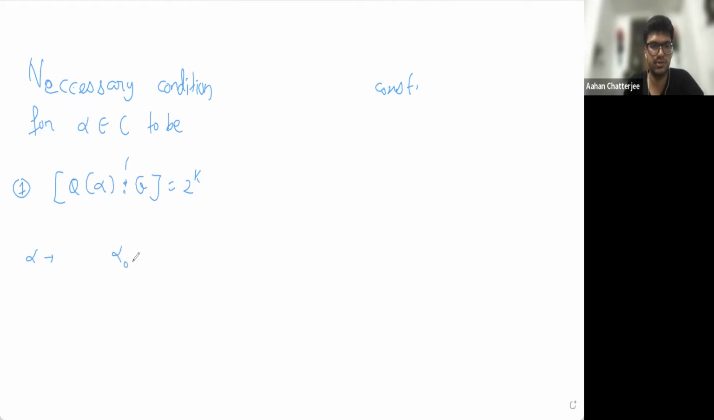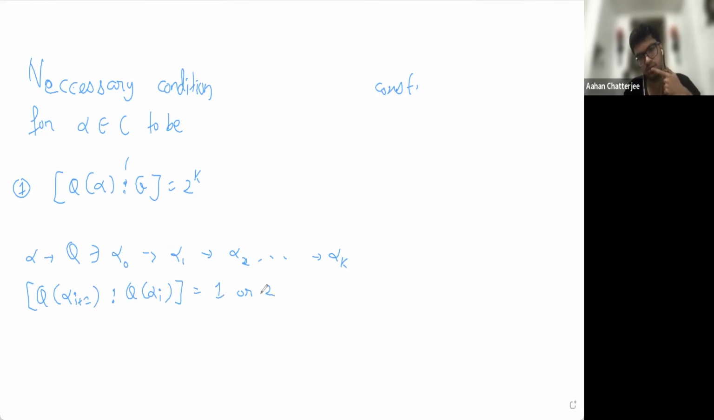So suppose the points at those construction steps were alpha 0, then alpha 1, then alpha 2, and so on till alpha k. Now the idea is that at each construction step, alpha 0 is in Q. At each step, we must have that [Q(alpha_{i+1}):Q(alpha_i)] is either 1 or 2.